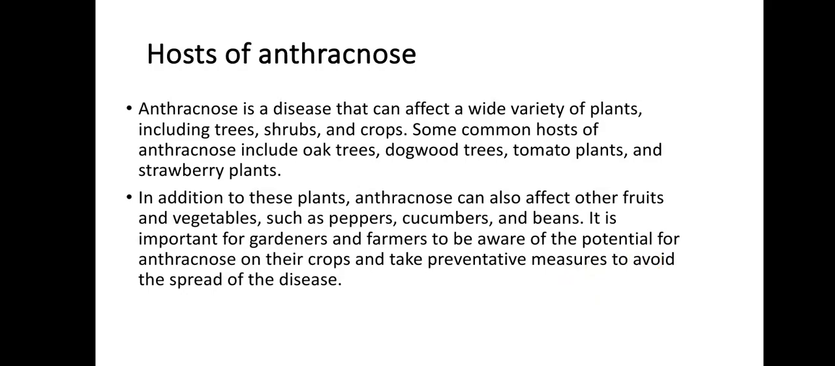Hosts of anthracnose. Anthracnose is a disease that can affect a wide range of plants, including trees, shrubs, and crops. Some common hosts of anthracnose include oak trees, dogwood trees, tomato plants, and strawberry plants. In addition to these plants, anthracnose can also affect other fruits and vegetables such as peppers, cucumbers, and beans. It is important for gardeners and farmers to be aware of the potential for anthracnose to affect their crops and take preventative measures to avoid the spread of this disease.